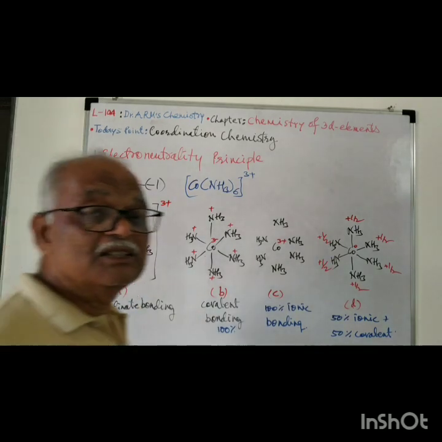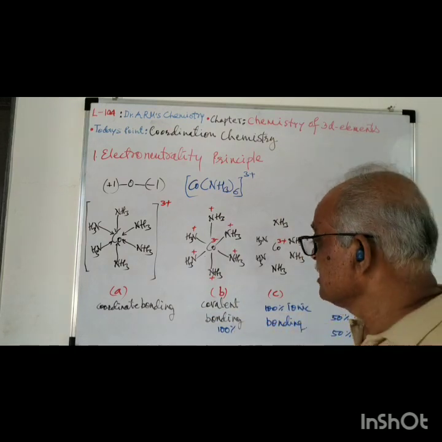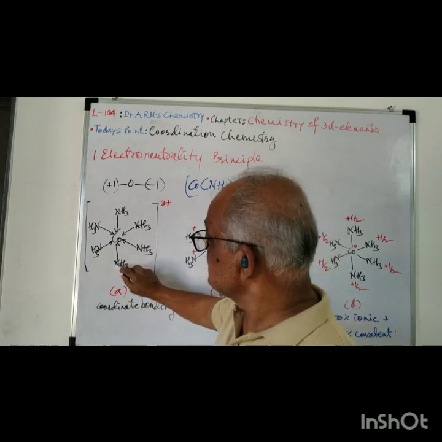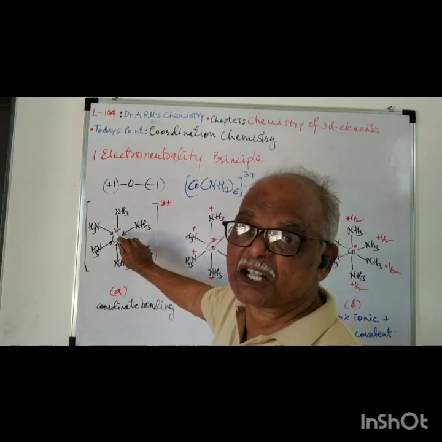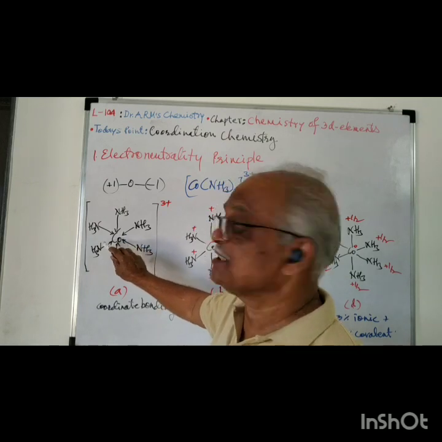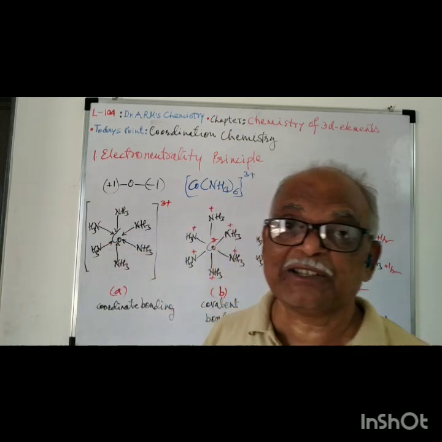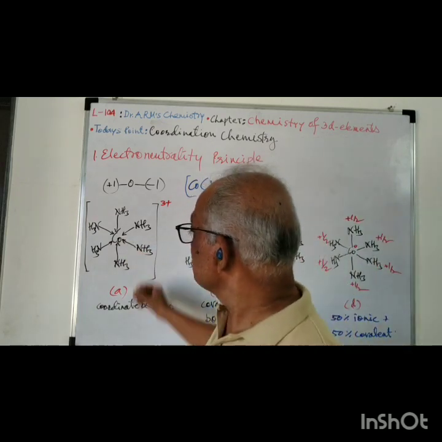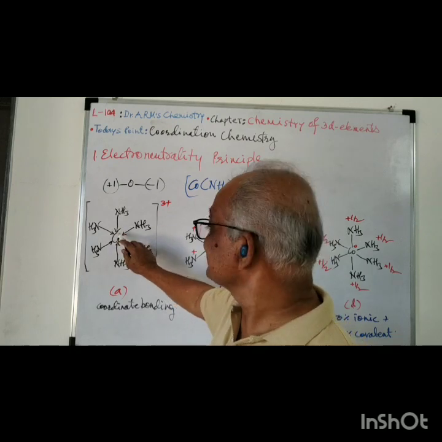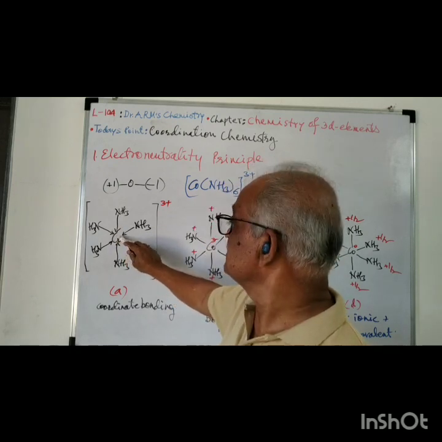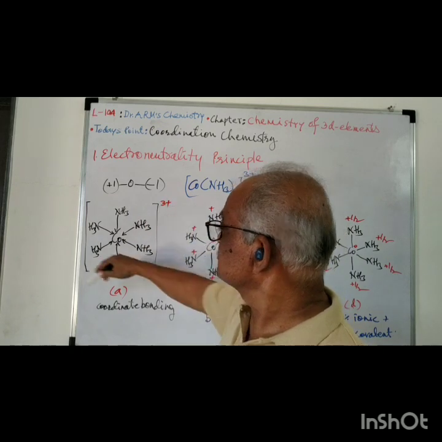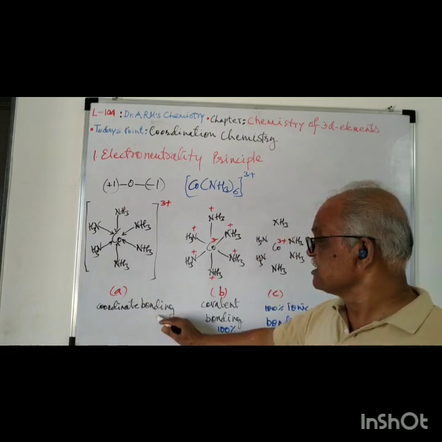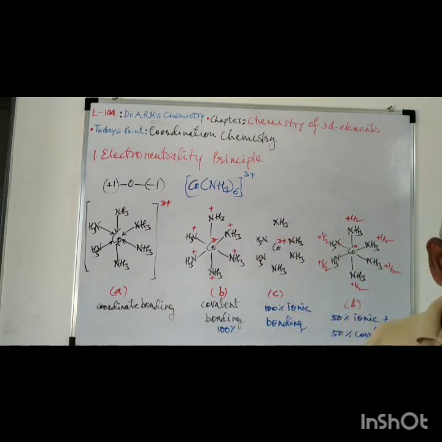Structure A shows coordinate bonding, meaning the electron pair of nitrogen is shared with the cobalt at the center. So 6 ammonia molecules share their electrons with this cobalt, as a result of which the electron density is strongly increased on the central metal atom, and thus the total molecule possesses a 3 plus charge. So this is the coordinate bonding model.